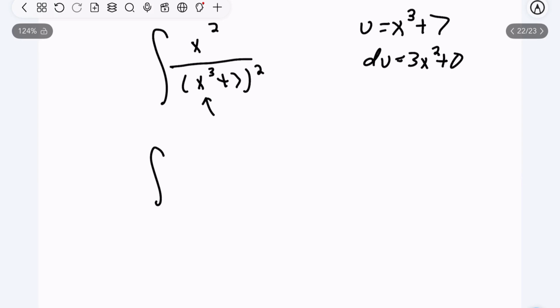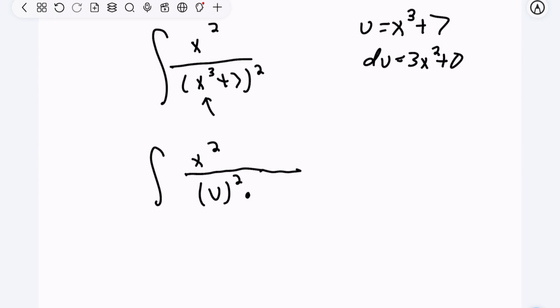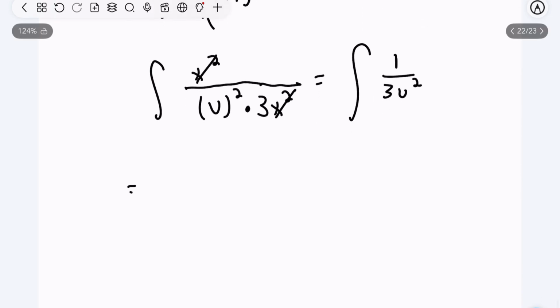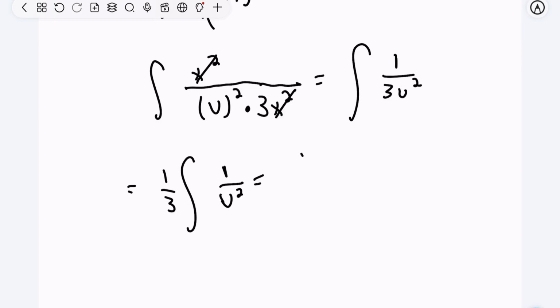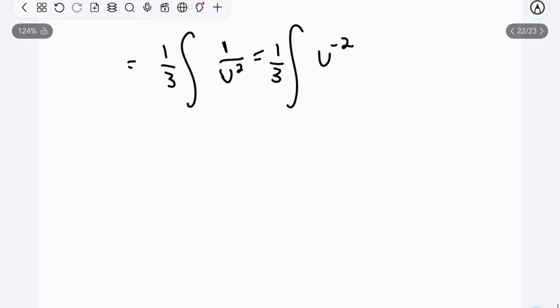Now we can use u-substitution, which is going to be x squared over u squared, times 3x squared. Cancel that out. That is going to be the integral of 1 over 3 u squared. So again, you can take the 1/3 out since it's a constant. You're left with 1 over u squared. We bring that u squared to the top so we can find the integral of it, which is going to be u to the negative 2. So 1/3.